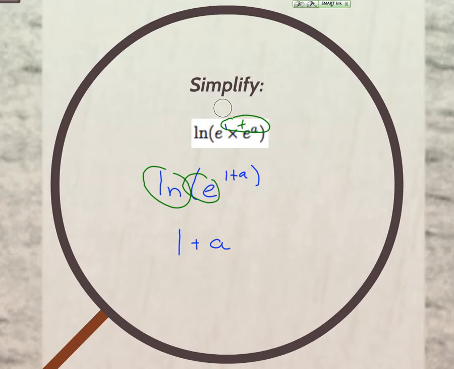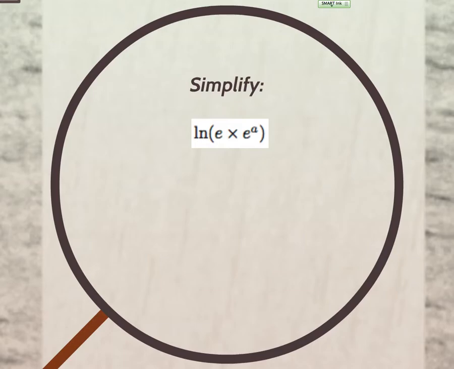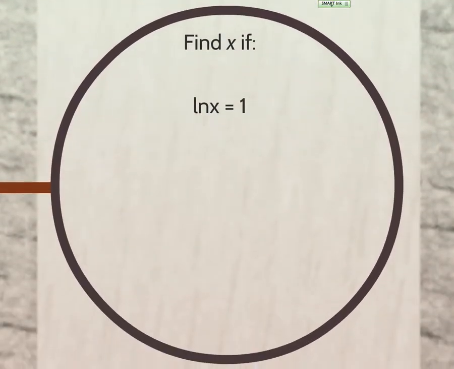So then there's one last type that we're going to talk about in the notes today. It's find x. It's like solving for x. In this case, I have the natural log of x equals 1. So we gotta get x by itself. Now you do not need to write this down.